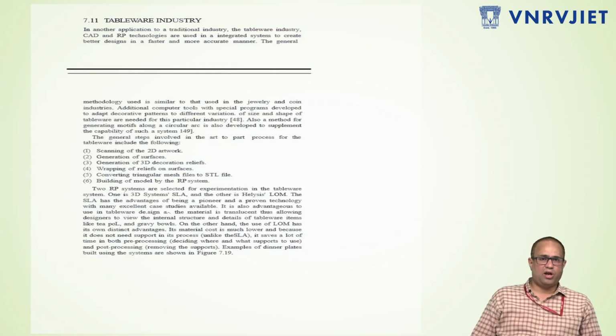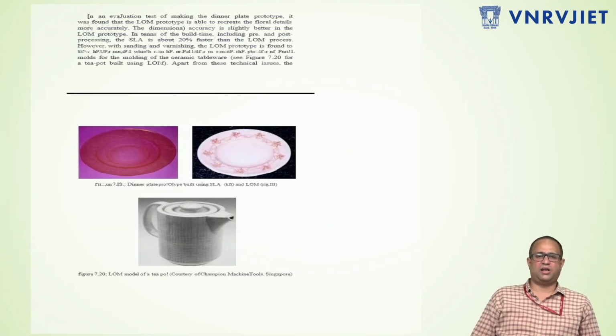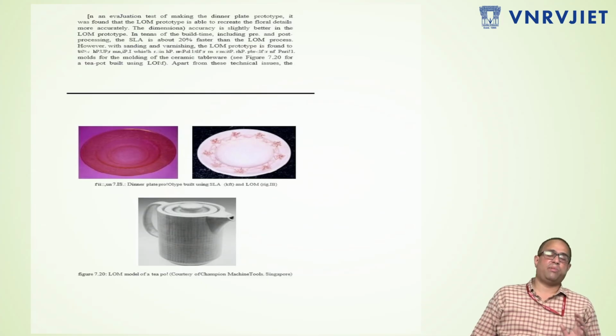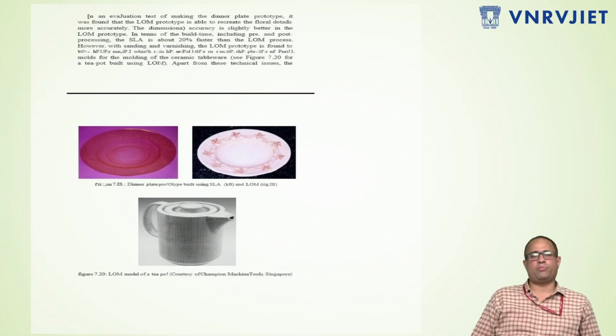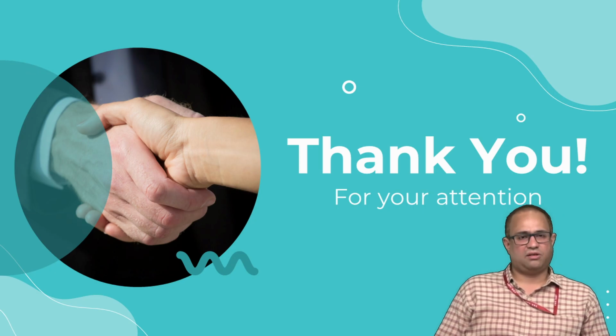So this is the application for the coin industry, and also for the tableware industry. Tableware is especially for tables, sets of plates and different sorts of decorative purposes, and laminated object manufacturing is used to make these sorts of parts. Okay, this is for the tableware industry. Fine. These are quite a few applications of additive manufacturing.